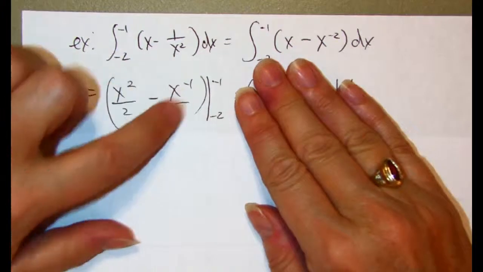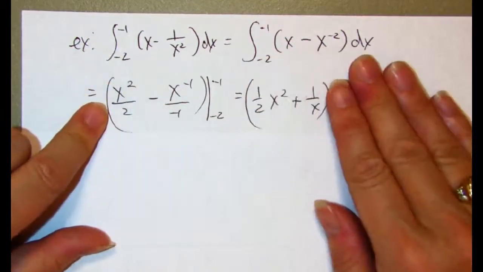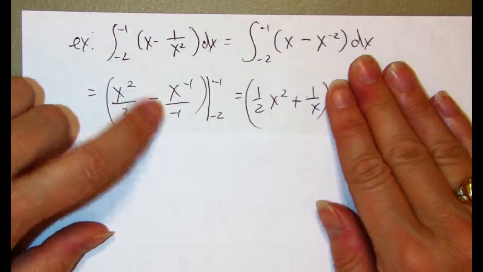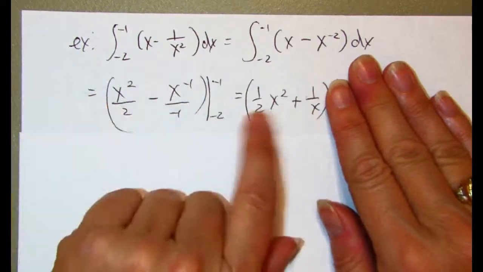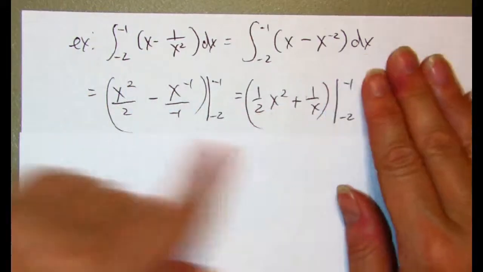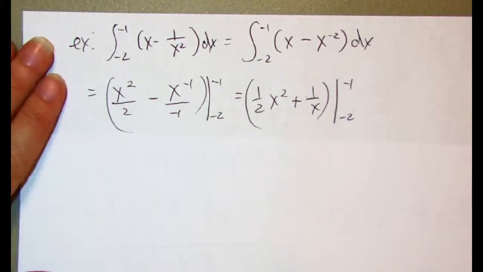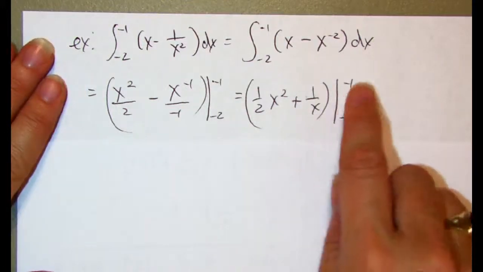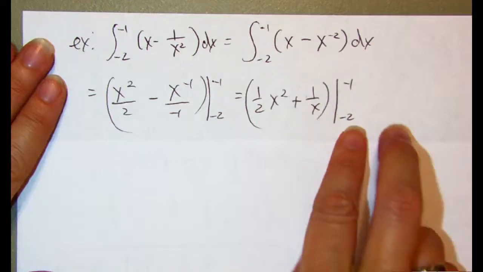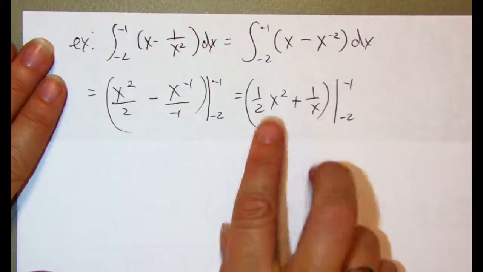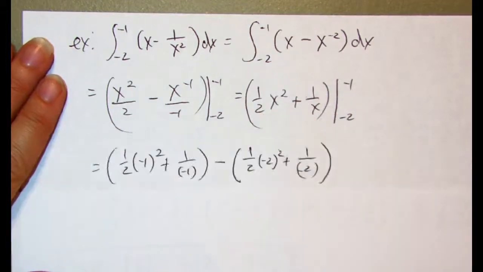Now I'm going to clean this up, which is 1/2 x squared, negative and negative is positive, but that still goes in the denominator, so it's 1/2 x squared plus 1 over x, again from negative 2 to negative 1. Now I'm ready to substitute a negative 1 for x, then subtract, and then the substitution is putting a negative 2 in for x.